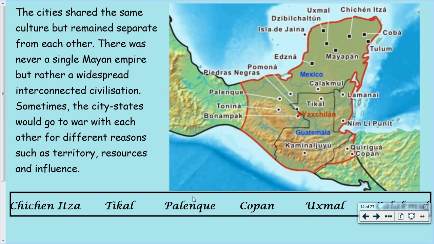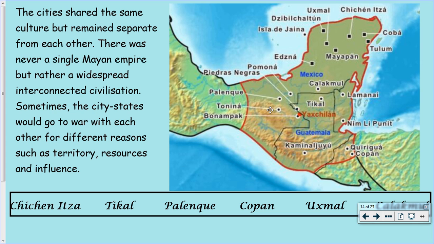So the cities shared the same culture, but they remained separate from each other. There was never a single Mayan empire, but rather a widespread interconnected civilization. So that means if you look at this map, you can see how it's mapped out all the different cities within that Mesoamerica area. But they were never one big empire, okay, like you had the Roman Empire or the Vikings. They were the Maya, but they all had their own little civilizations within it.